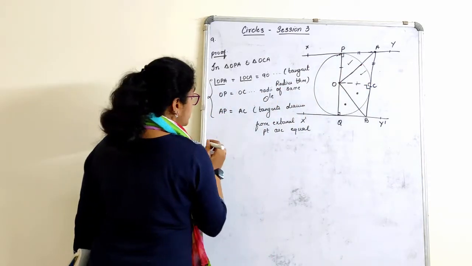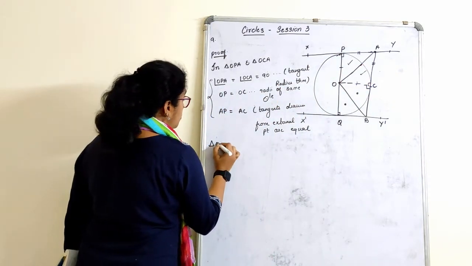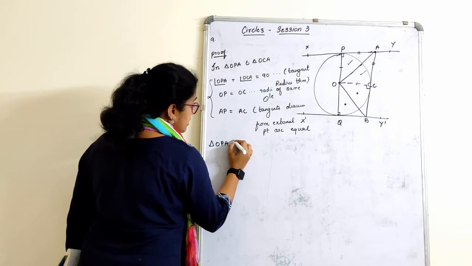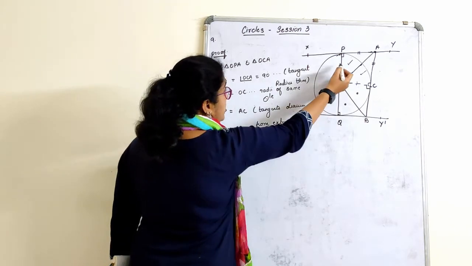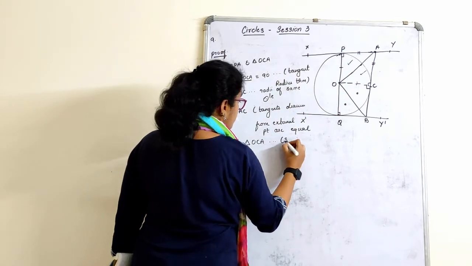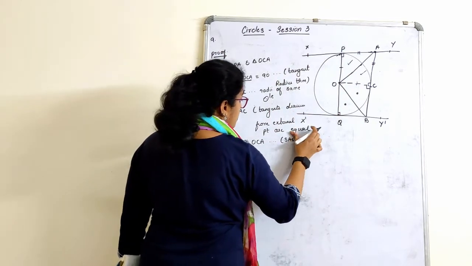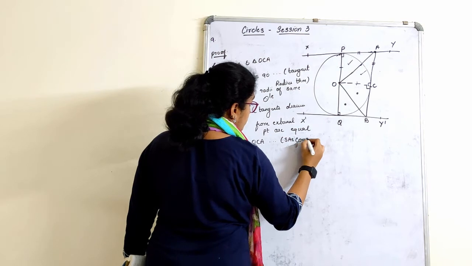So what we will do here now? Triangle OPA is equal and congruent to triangle OCA by SAS. SAS congruence rule.